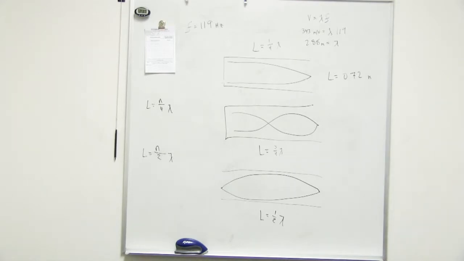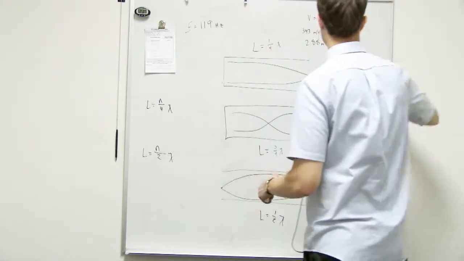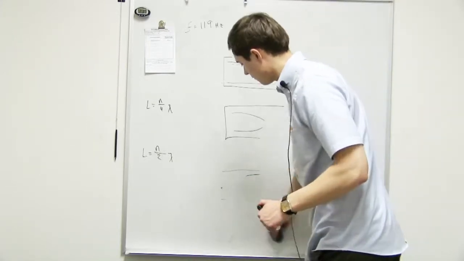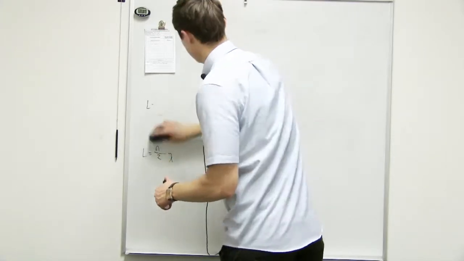Does that make sense? Yeah, that makes a lot more sense. So maybe it'd be worth our time just to briefly explain why closed tubes can only have odd numbered harmonics. Okay.